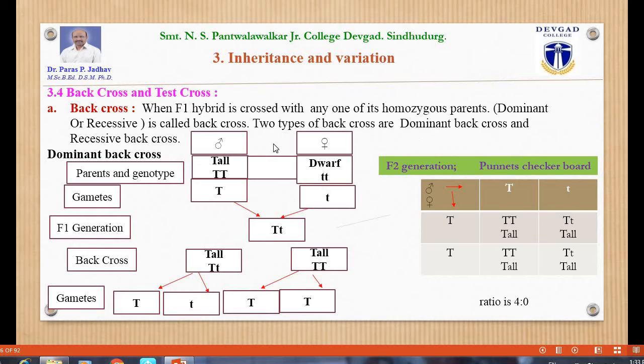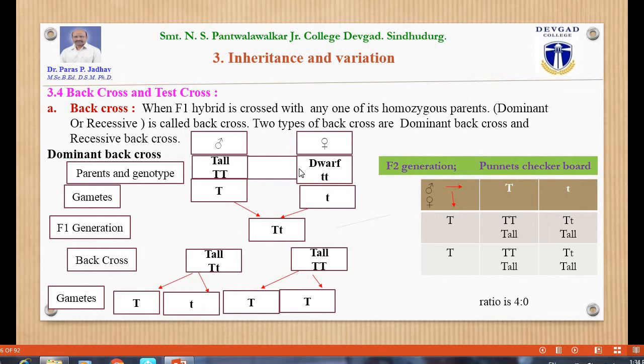Dominant back cross means when the F1 hybrid is crossed with the dominant parent, known as dominant back cross. And recessive back cross means when the F1 hybrid is crossed with the recessive parent, known as recessive back cross. See here an example of dominant back cross.